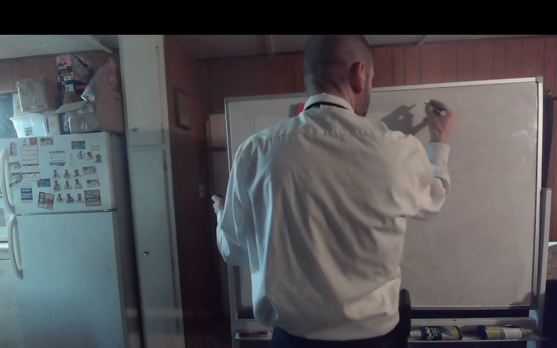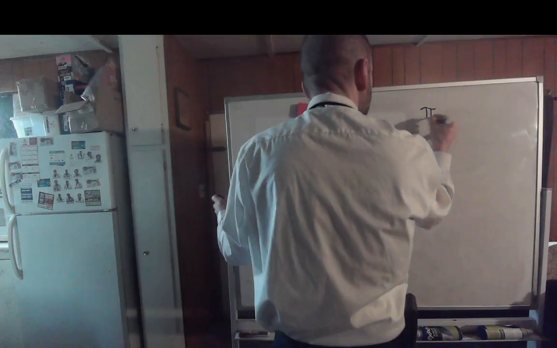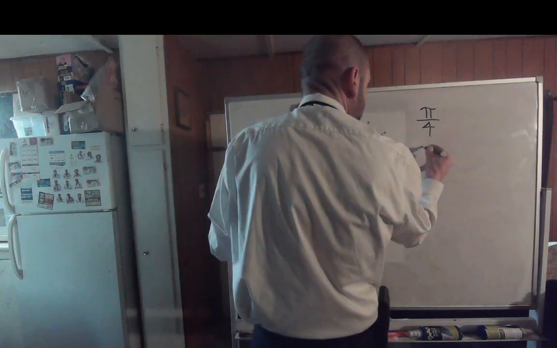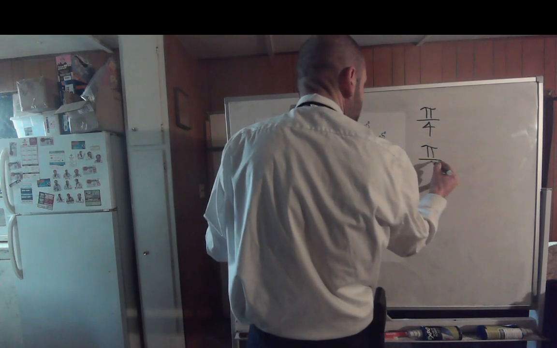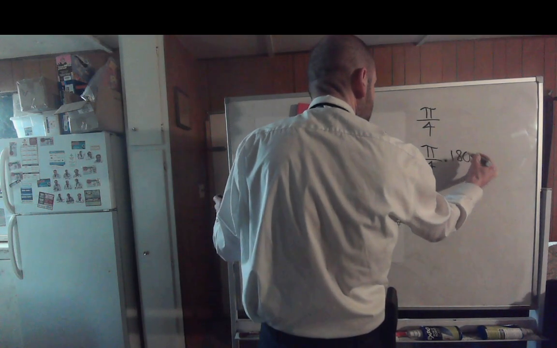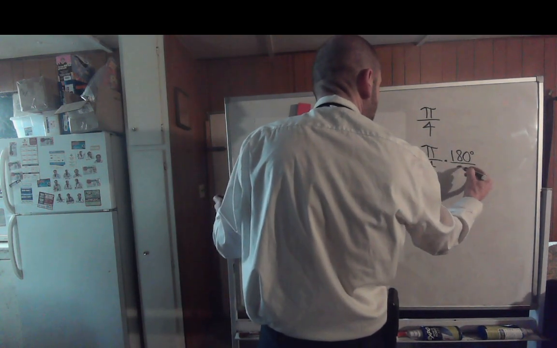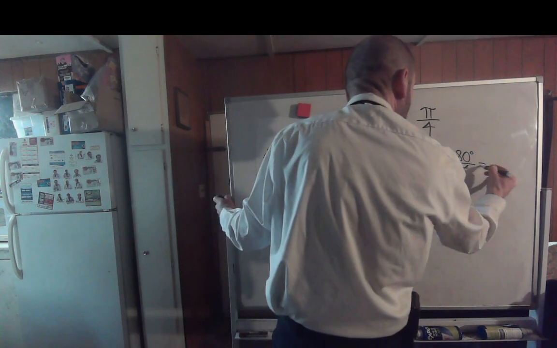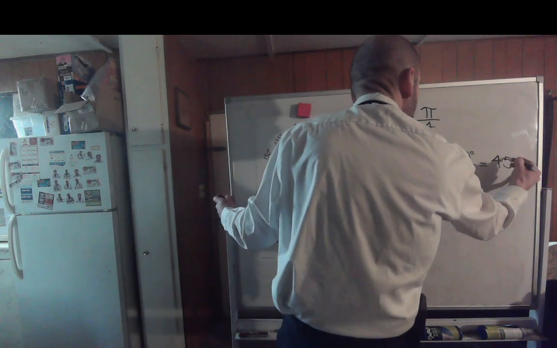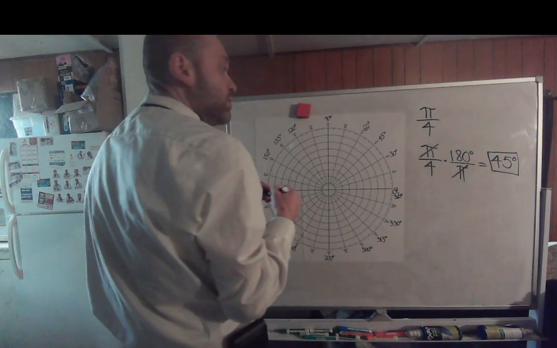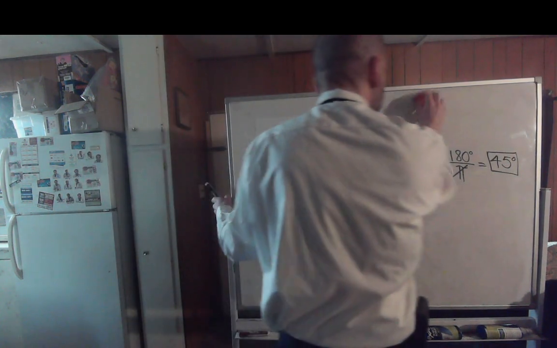Now what about pi over 4 radians? I want to convert that to degrees. So I'll take pi over 4 times 180 degrees over pi. The pi's cancel out. 180 divided by 4 is 45. So pi over 4 radians is 45 degrees.